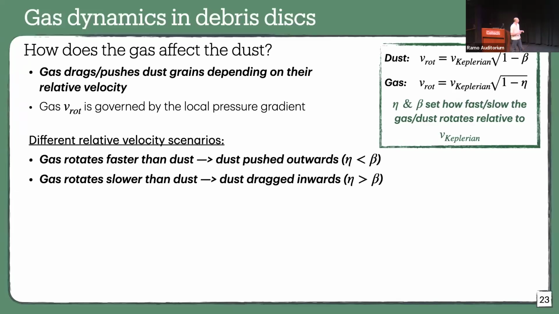And so we can look at our different relative velocity scenarios by comparing our eta and our beta. In a case where eta is smaller than beta, our gas is going to be rotating faster than the dust, and our dust is going to be pushed outwards. Alternatively, if our eta is bigger than our beta, then our gas is going to be rotating slower than the dust, and our dust is going to be dragged inwards.